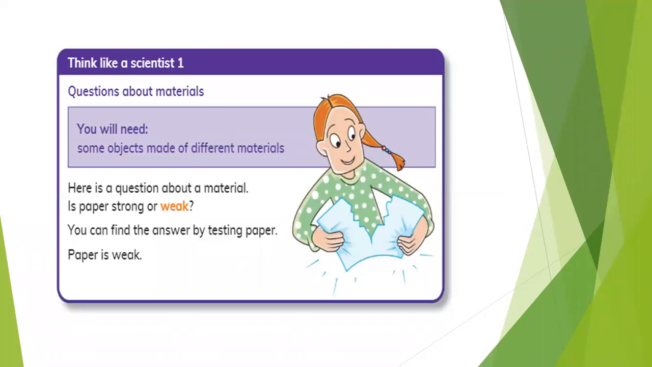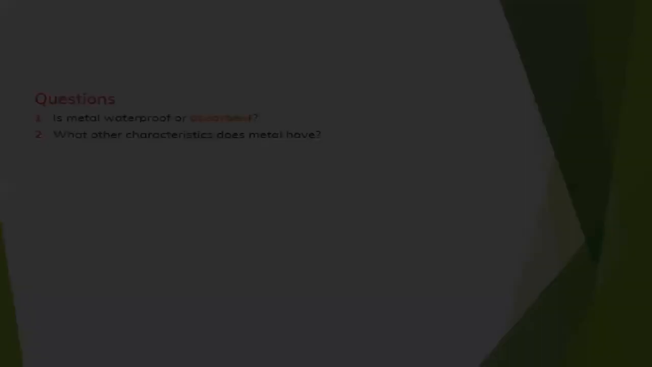So here is one experiment that we are going to do. Question about materials. You will need some objects made of different materials. Here is a question about a material. Is paper strong or weak? So you can find out the answer by testing paper. You can put it in the water. If it is absorbent, you can say the paper is not waterproof, it is absorbent. Try to cut the paper. If it cuts easily, the paper is weak, it is not strong.